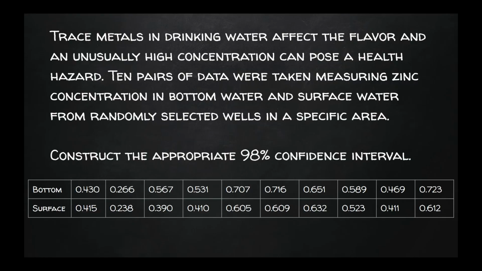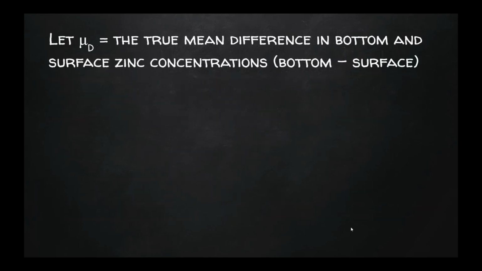Here is our data. This data is paired since each set of data comes from the bottom and the surface of the same well, and we have 10 wells in our sample. First, let's look at our parameter. We're going to let mu sub d equal the true mean difference in bottom and surface zinc concentrations. And we're going to note here that we're going to do the bottom measurement minus the surface measurement.